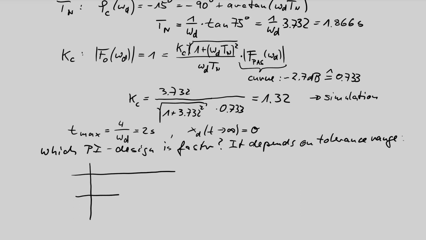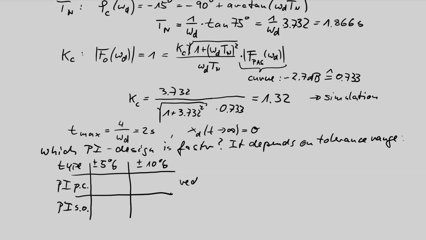Okay, tolerance range 5%, plus or minus 5%, plus or minus 10%. Type: this is PI pole compensation and PI symmetrical optimum. So now I need these four values. Start with 5% tolerance range, pole compensation, red curve.